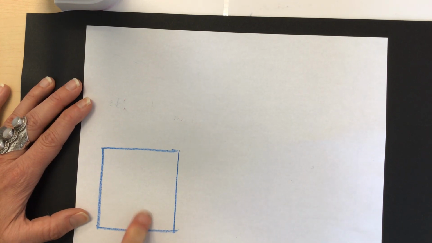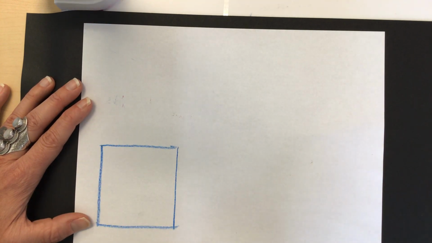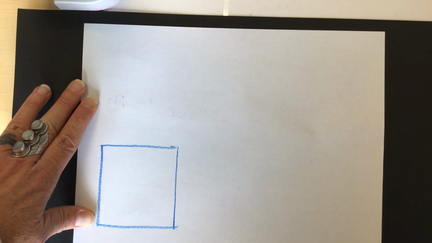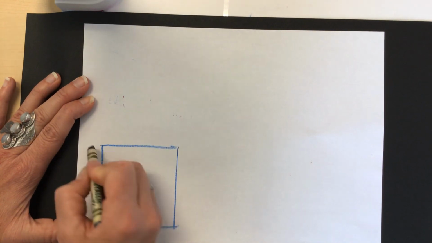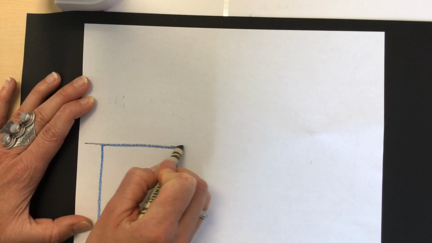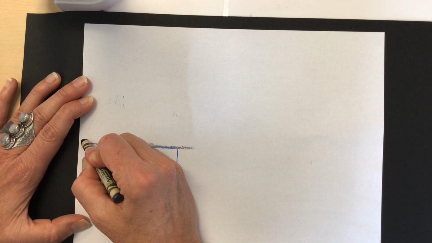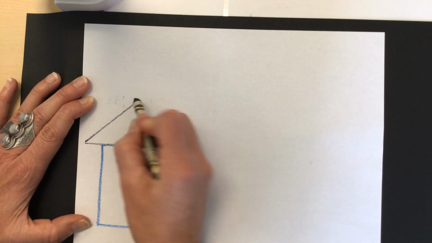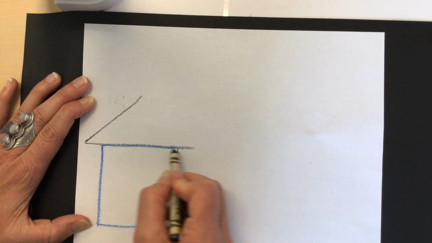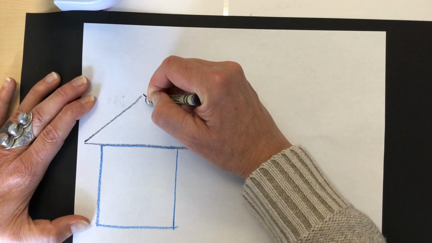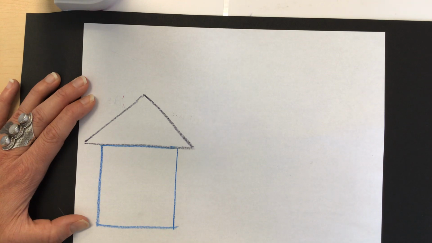So there's my square. Now, in order to make this look more like a house and less just like a square, you're going to add a triangle to the top. So I'm going to grab a different color now. I think I will make my roof gray. So now we're going to add a triangle. So the first thing I'm going to do is make a horizontal line that's a little bit wider than my square. Then I'm going to make a diagonal line that comes all the way up and stops about halfway on that line. Now I'm going to make another diagonal that comes down. There is my triangle roof, and it's starting to look like a house now.